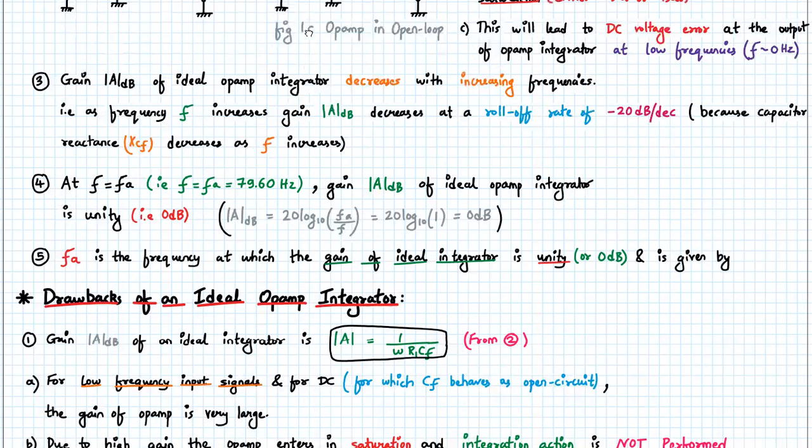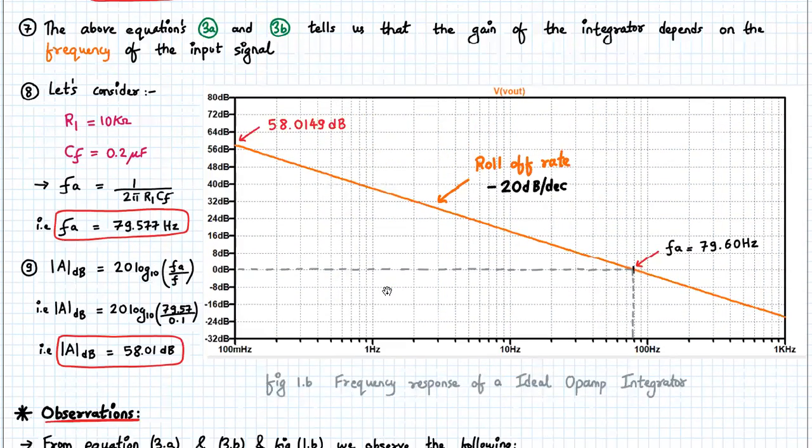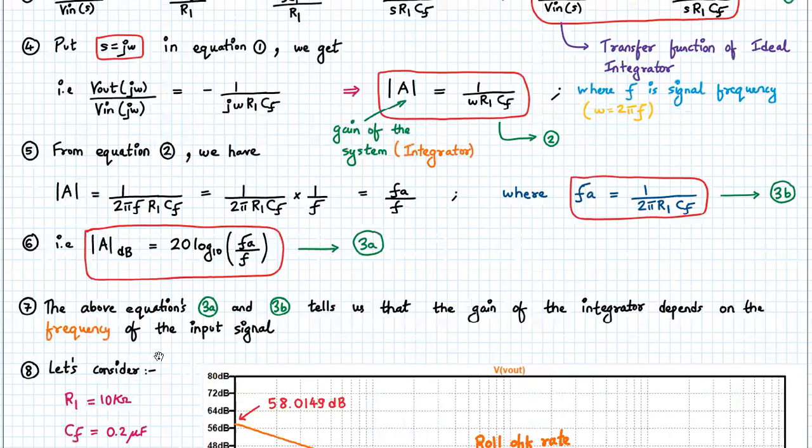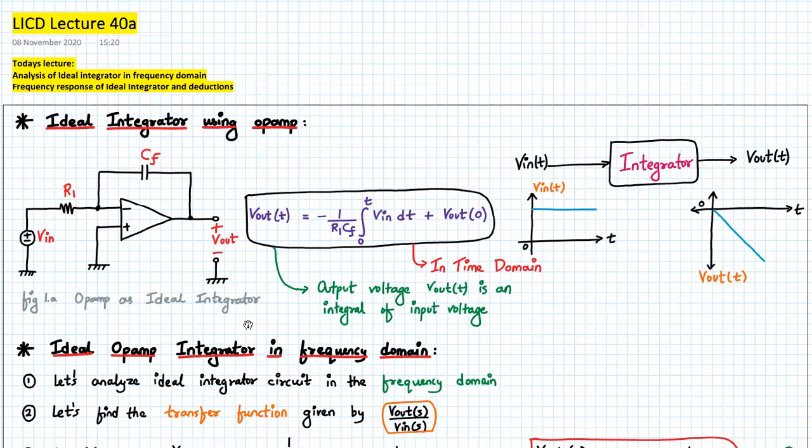Okay. So I think the objective of this lecture is over. We have seen how to plot the frequency response of an ideal integrator, what its various features are, and what its few drawbacks are. Okay. So that's it for this lecture. Next time we'll begin with the analysis of a practical integrator circuit in the frequency domain.